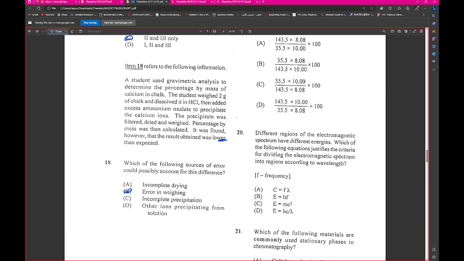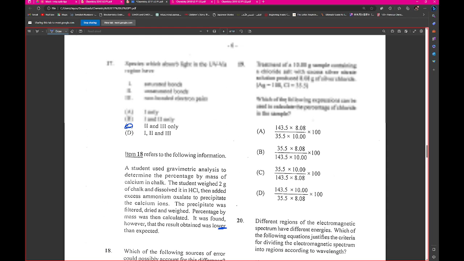Weighing, right? So we're saying you have a lower mass than expected, right? Incomplete drying would allow water molecules, a hydrated complex, to remain, and that will increase the mass. So it shouldn't be the answer. And other ions precipitating from the solution would add to the mass, not lower the expected mass. So B should be the better answer, right?